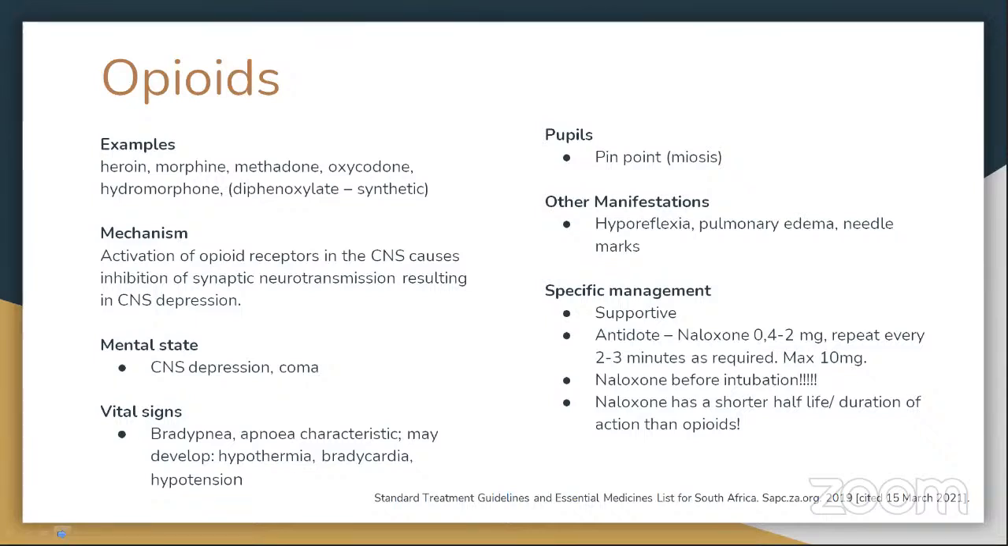So specific management would be supportive always. The antidote is naloxone 0.4 to 2 milligrams, repeated every 2 to 3 minutes as required, with a maximum dose of 10 milligrams. So obviously we'd give naloxone before intubating a patient, because it would be counterintuitive to give naloxone after a patient's been intubated. And also just remember that naloxone has a shorter half-life and duration than opioids.